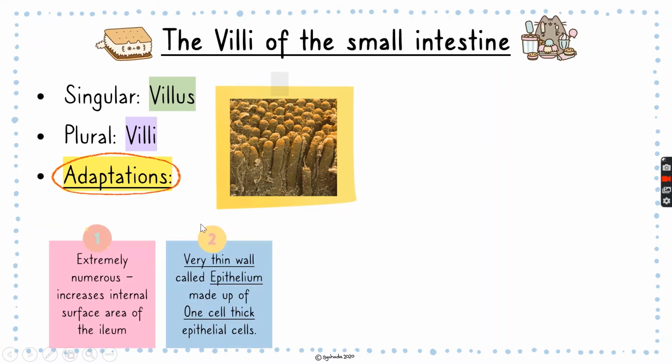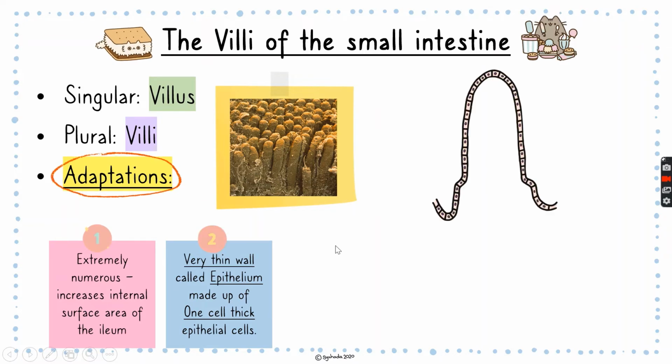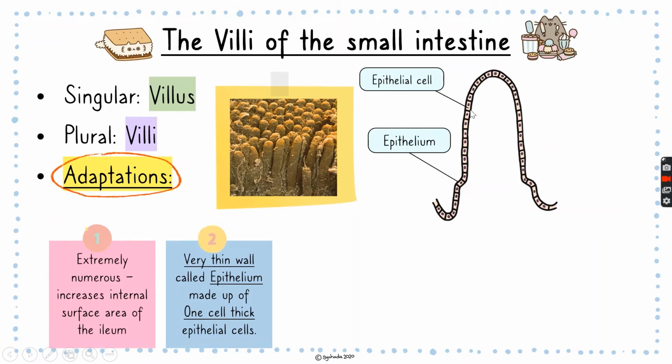Okay, the second thing is that the villi have very thin walls called epithelium, and this is made up of 1 cell thick epithelial cells. So being 1 cell thick is really good because it means that things can pass through it much more easily. So this is what you call epithelium, which is this whole layer right here. So this is the wall of each, this is a villus, so there's one. So this is the wall of it. And then each one of these little dots actually refers to 1 cell. So the wall itself is actually made up of cells, and it's only 1 cell thick.